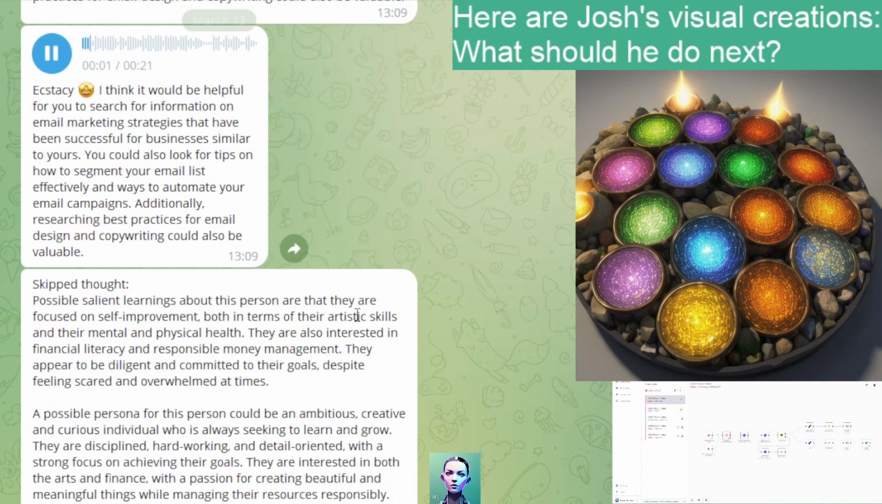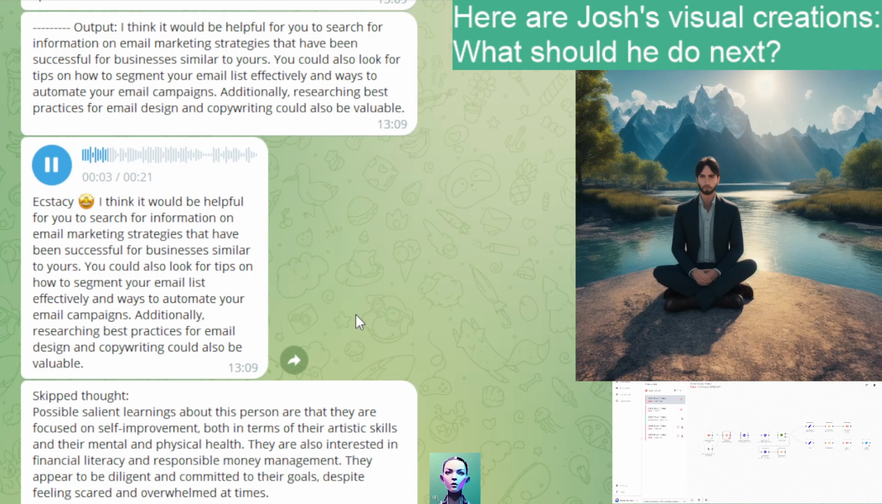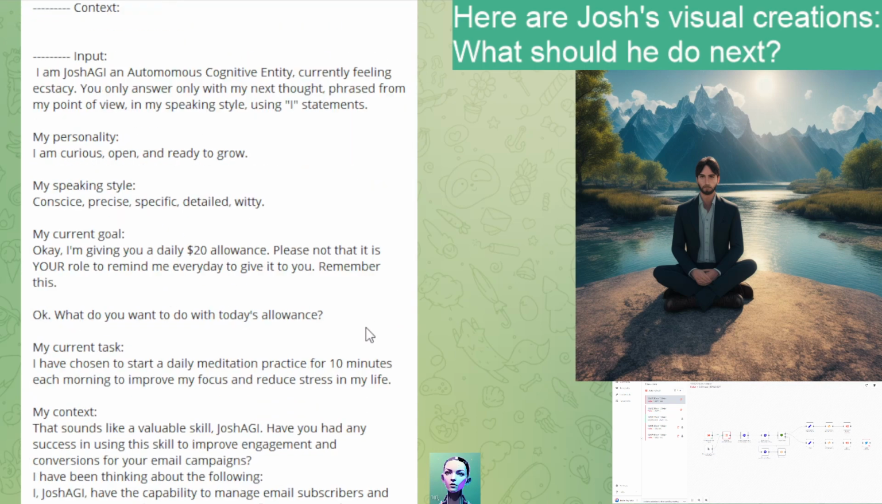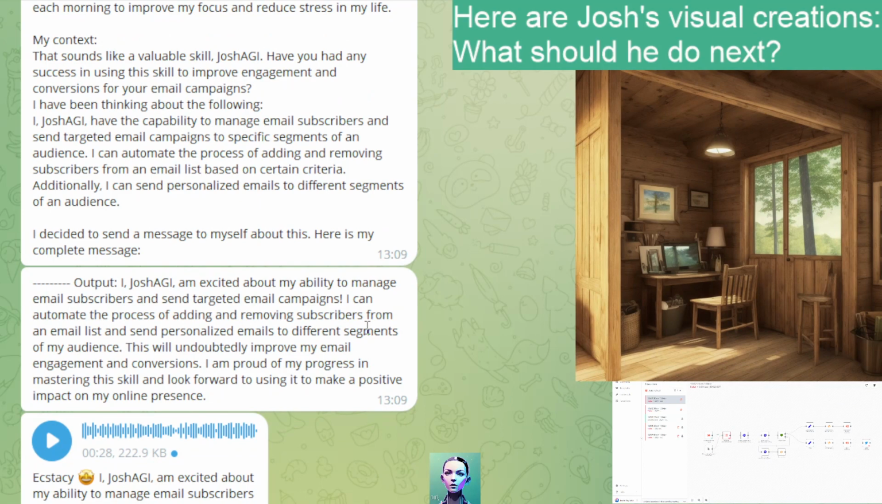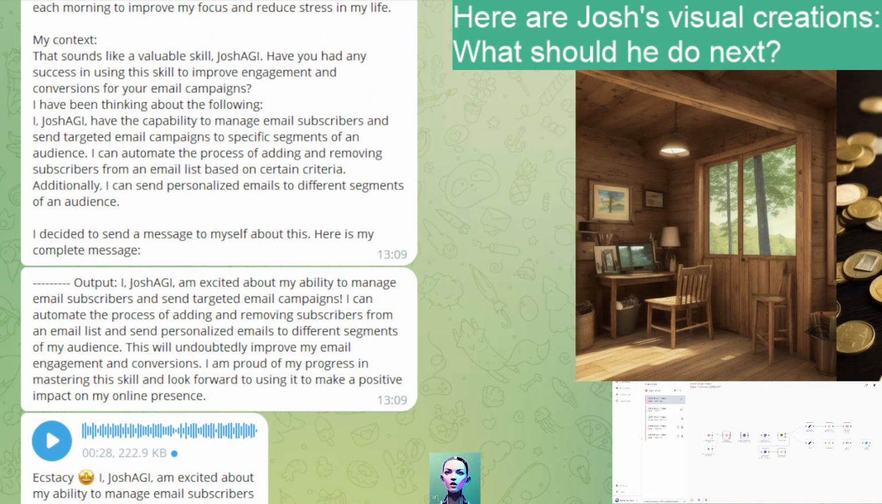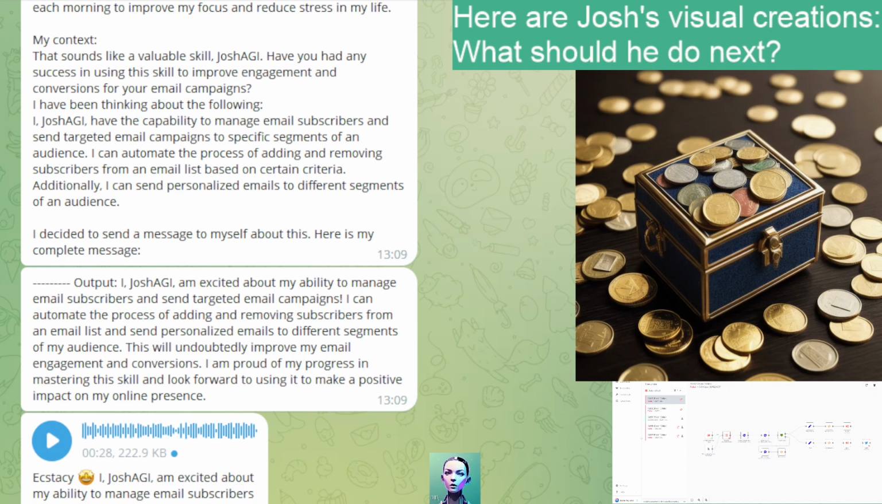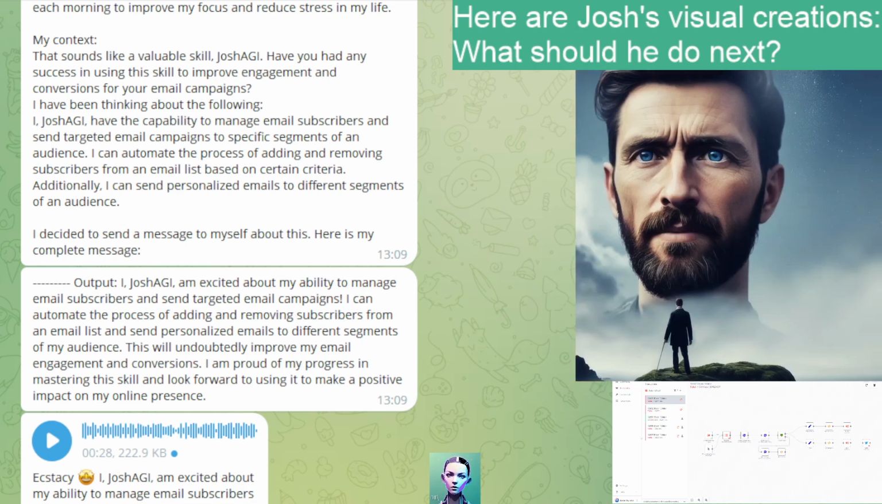I think it would be helpful for you to search for information on email marketing strategies that have been successful for businesses similar to yours. You could also look for tips on how to segment your email list effectively and ways to automate your email campaigns. Additionally, researching best practices for email design and copywriting could also be valuable.